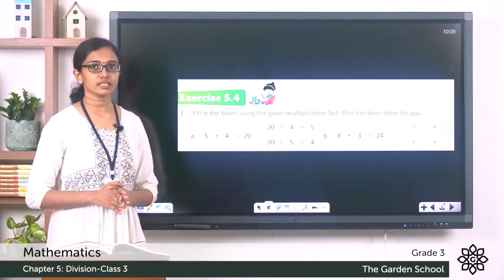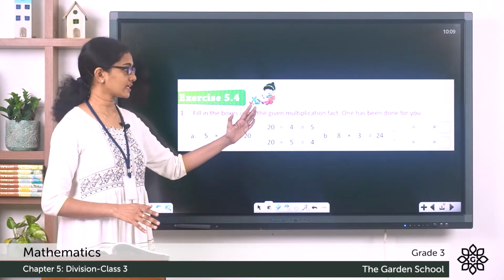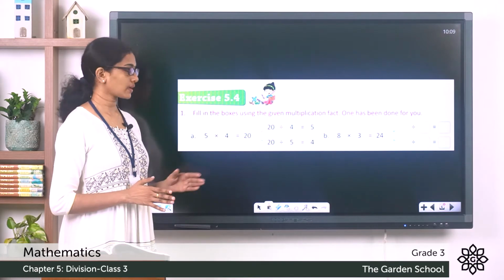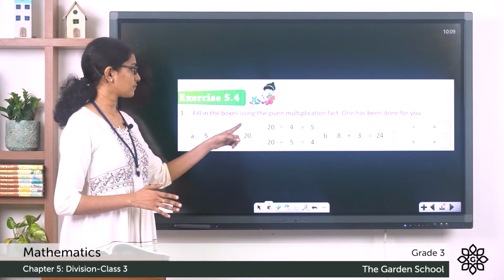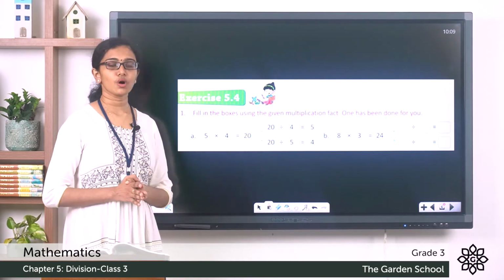So the first question, A, 5 into 4 is equal to 20. This one is already done there as an example. So how can we write the division facts from this question? 20 divided by 4 is equal to 5 and 20 divided by 5 is equal to 4.